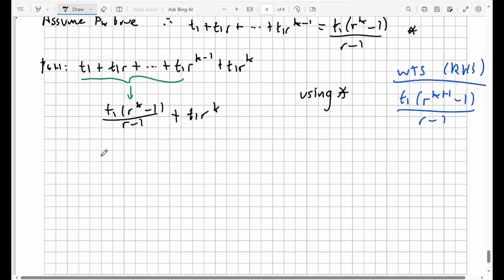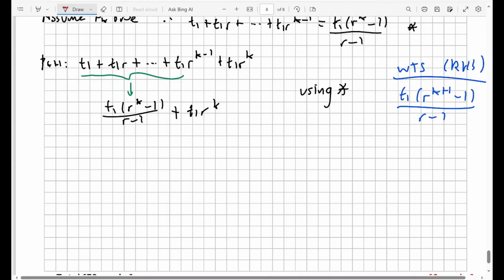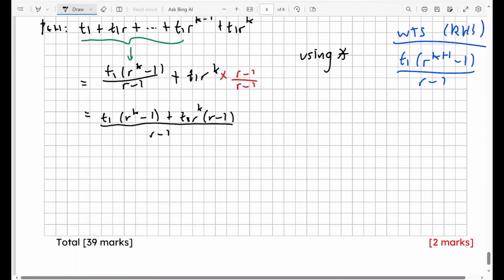All right, so a couple things you can do here. So we do have a common factor. We can pull out T1. I'd also like a common denominator. So what I'm going to do is something called cross multiplying, which is essentially I'm going to times this right-hand side by R take 1 over R take 1. And that gets the things on the bottom of the fraction the same. So this is T1 R to the k take 1 plus T1 R take 1. Sorry, that's R to the k. All over the same denominator, R take 1.